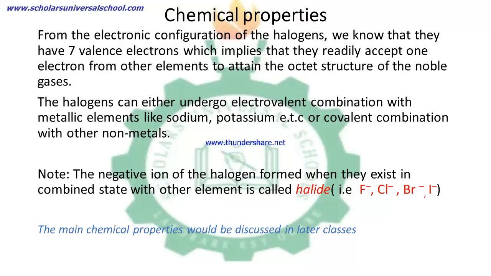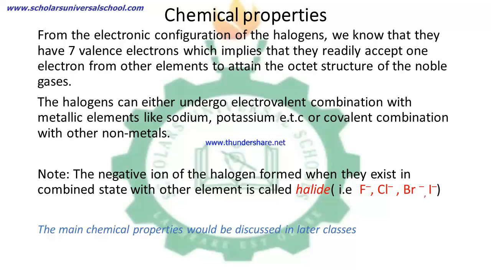Electrovalent combination is always with metallic elements like sodium, potassium, calcium and all metallic elements, while covalent combination is always with non-metals and even with themselves. Halogens undergo covalent combination with themselves. We'll discuss that in later classes.